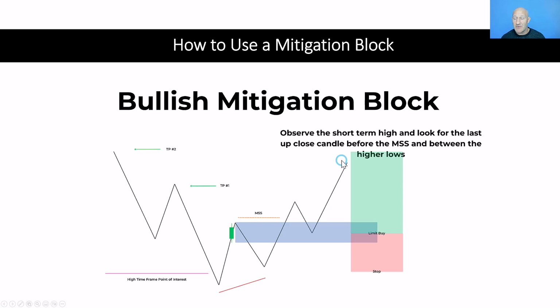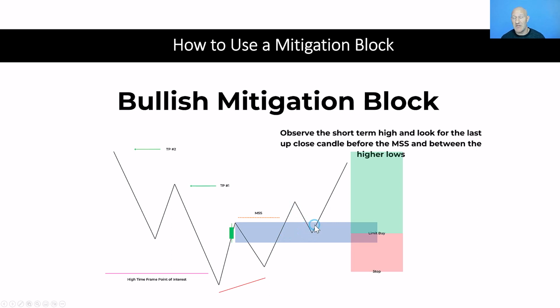And so, as we mentioned before, our bullish mitigation block is going to be our last up close candle at the swing high before our market structure shift. And so again, if we mark out our mitigation block from the high to the low and we just draw our box out, this is going to give us our zone of interest that we're going to look for price to trade back into. So that's exactly what happens here.